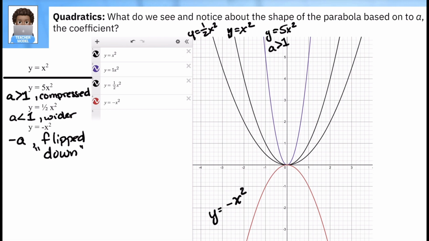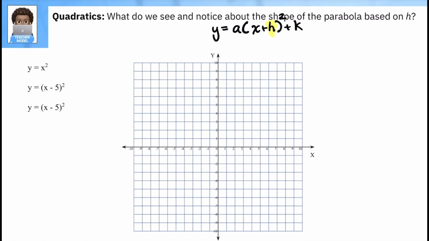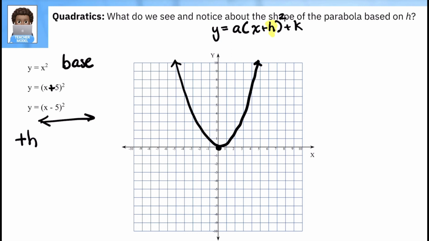Let's take a look at some more changes. I'm going to do a quick sketch and then we'll look at it on Desmos. So this is going to be our base, and it just means we're going to be at that 0, 0, because this is when there is no h at all. And we talked about this before. What happens when we have a positive or a negative h? We said that these are going to be our horizontal shifts. When it's positive, we're going to shift to the left, and when it's a negative h, we're going to shift to the right.